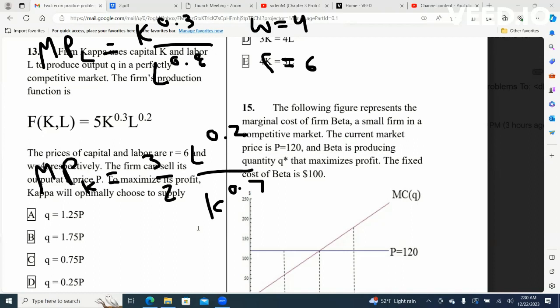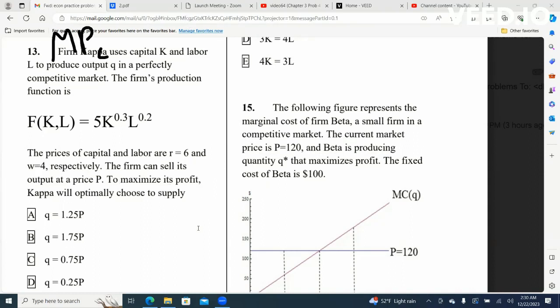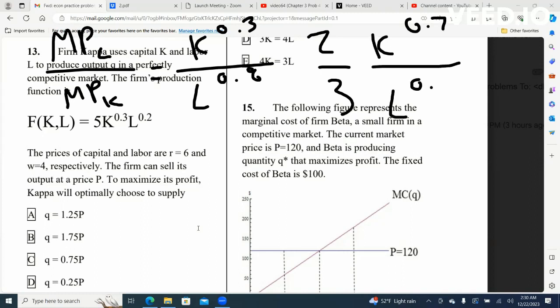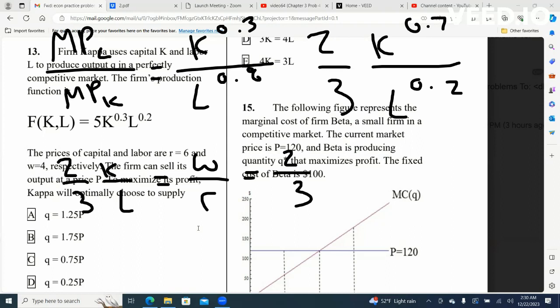So then we go ahead and, if we have that right there, what would we do? We would do always the MPL divided by the MPK, which is K to the 0.3 over L to the 0.8. How do we divide? Bottom fraction goes up top and flips. So in the end, I get 2/3 K over L. And what are we going to set that equal to? Always W over R, which is 4 over 6, which is going to be 2 over 3. That's what I get right there.